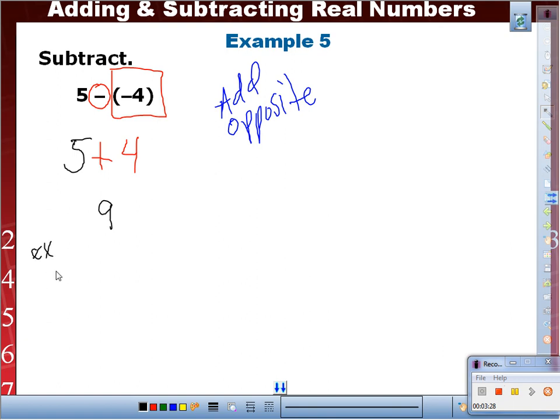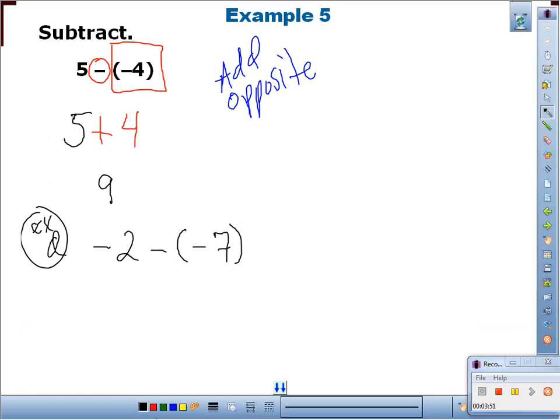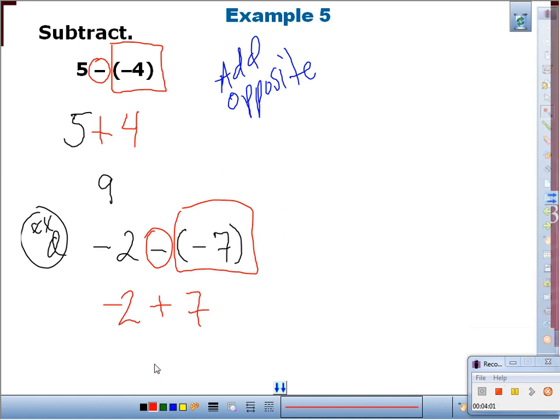Example Q. So copy that, and then you're going to do this one by yourself. Negative 2 minus, parentheses, negative 7. Do that by yourself. Copy and go. All right, here goes the process. Do we have a subtraction here? Yes, so we add the opposite of the second to the first. 2 of these cancel 2 of these, so we're left with positive 5. Hands up, you got that?